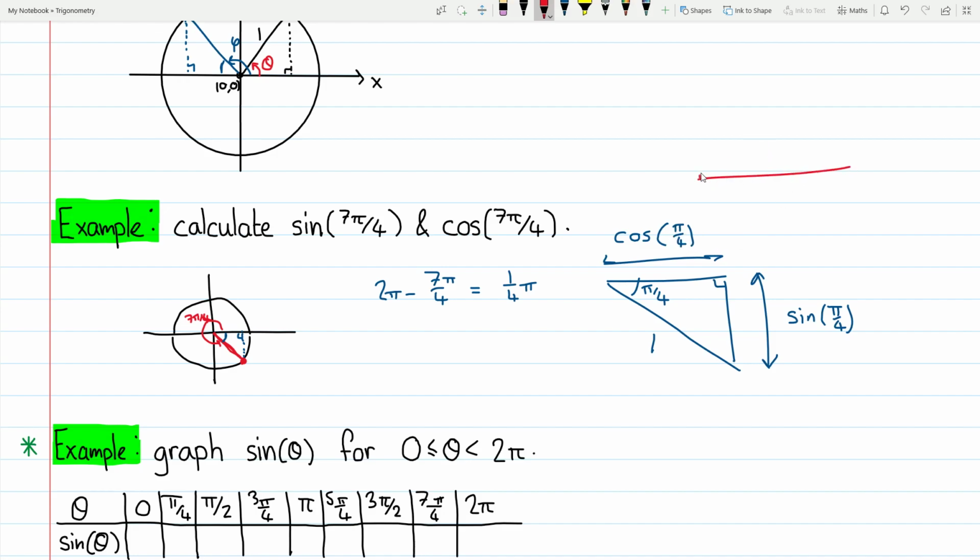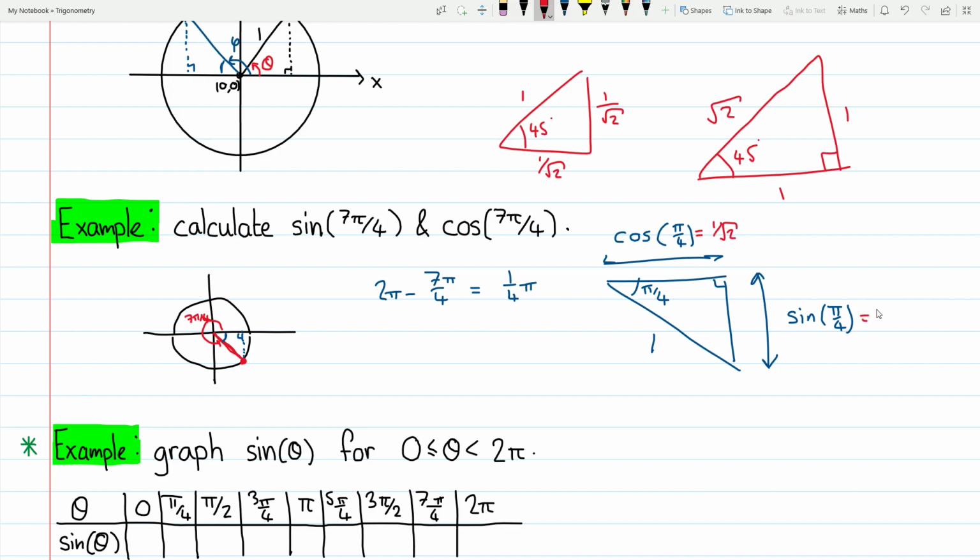But remember that we also have these triangles we're familiar with. This 45 degree, 1, 1, square root of 2 triangle. If the radius is 1, so the hypotenuse is 1, and we divide all the sides of the triangle by square root of 2, we get 1 for the hypotenuse. This is still 45 degrees, but here we have 1 over square root of 2 and 1 over square root of 2. So this is just a way to calculate what these are. So this length is 1 over the square root of 2, this length is also 1 over square root of 2.